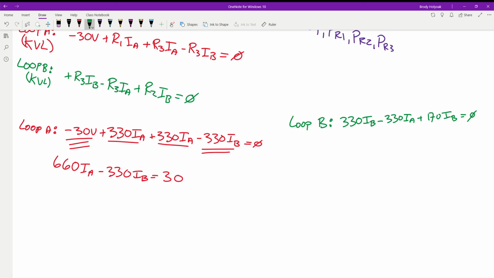Then again, we simplify, combine everything down. So we're left with negative 330 IA plus 500 IB is equal to 0. Make sense? At this point, all we're doing is algebra.